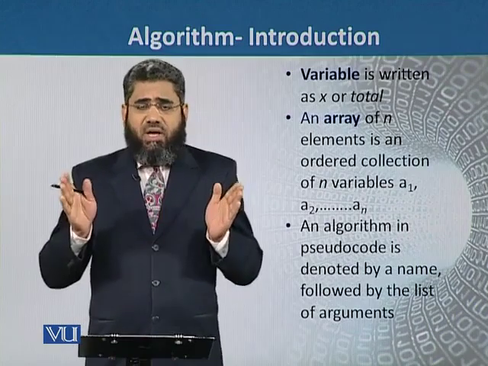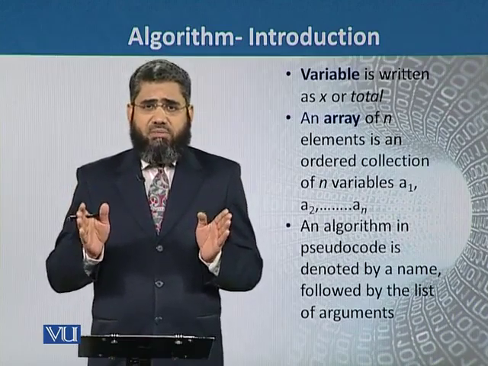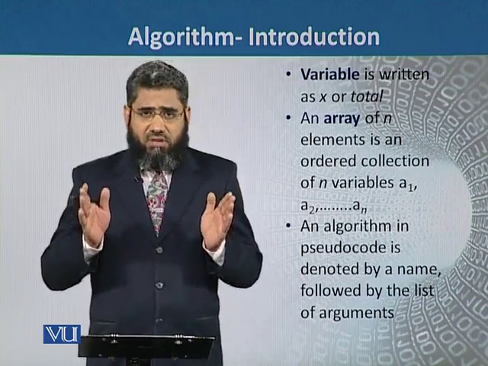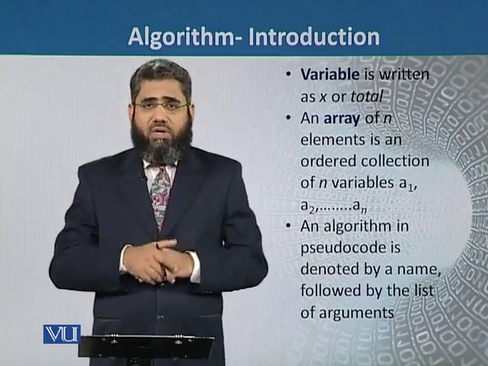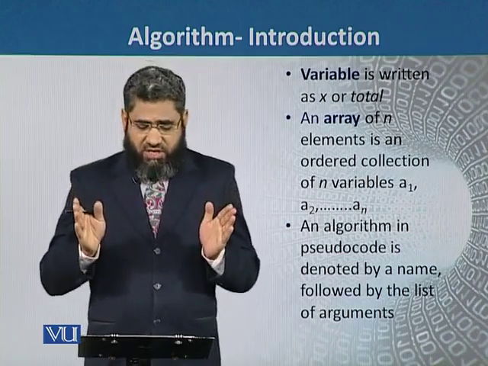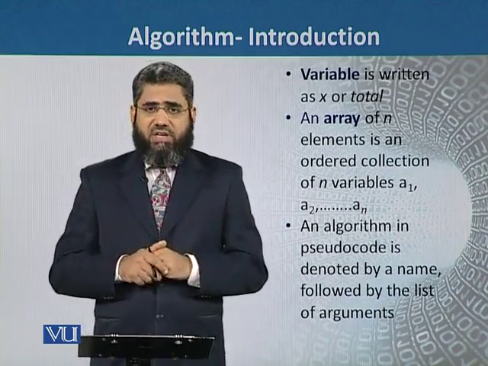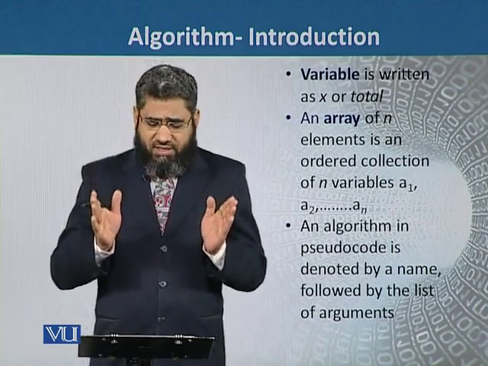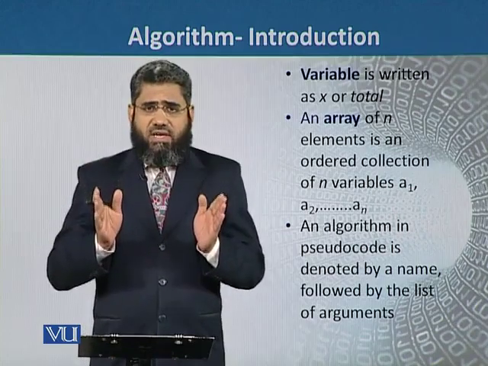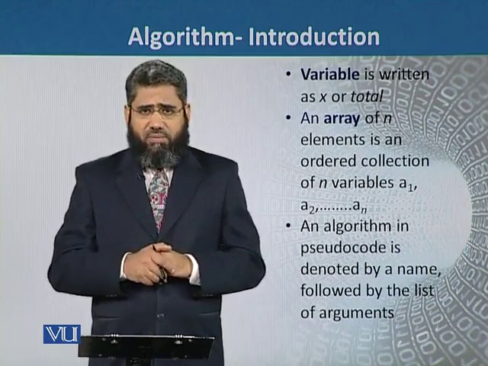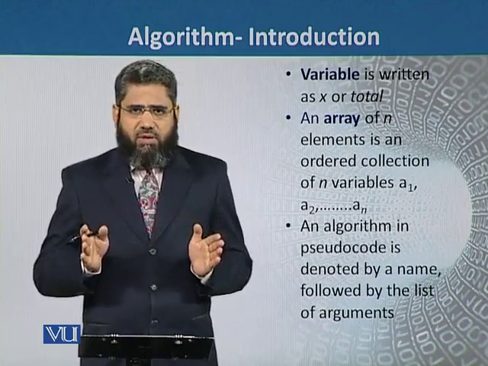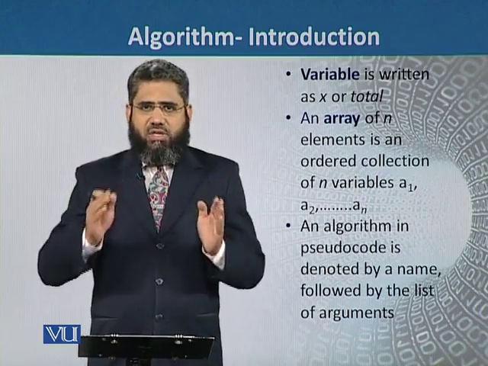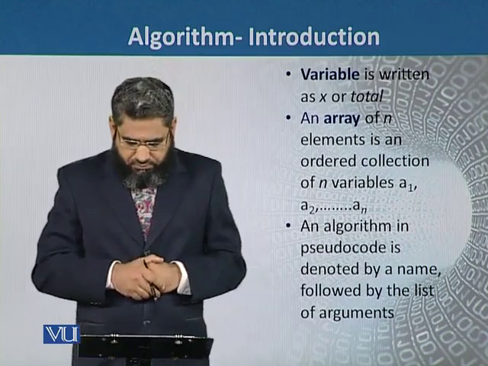In some algorithms, we need to know some basic terminology like variables, arrays, and arguments. If we look at variables, a variable is written as X or total. A variable is a term to which we assign some numerical value, and this numerical value can be changed, and definitely it changes during the process of the algorithm.